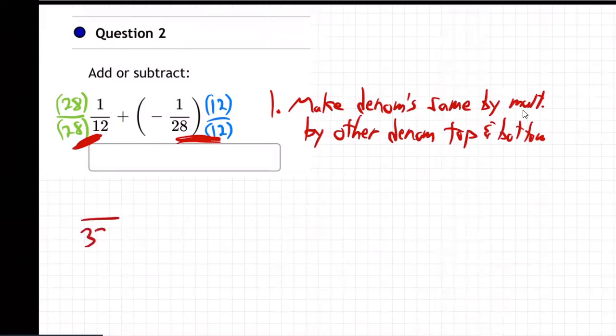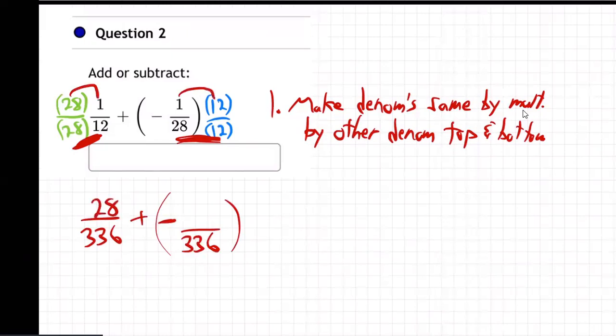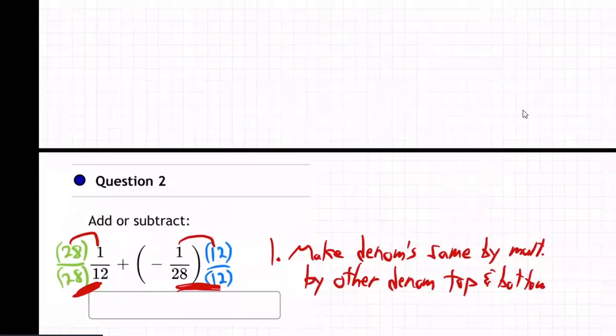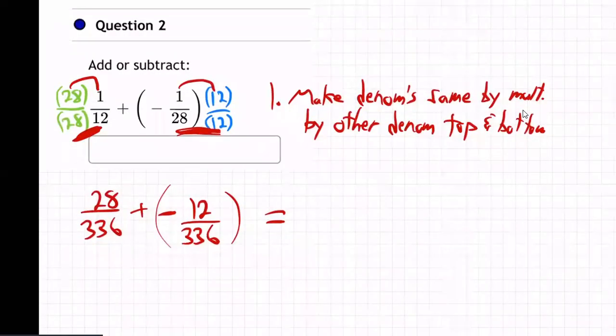So I just did it on my calculator. They're both 336. You see that? Because they're both 28 times 12. Now, what's the top? 28 times 1, that's just 28. 1 times 12, that's just 12. So now we can add them or subtract them, as the case may be, because the denominators match.